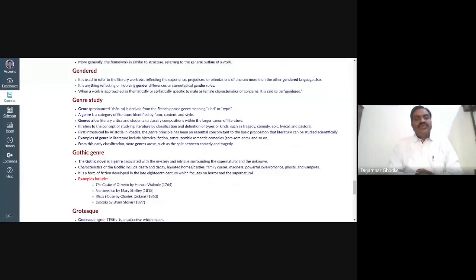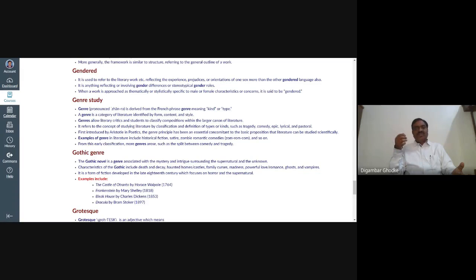The first term that we are going to understand, which begins with G, is gendered. We are familiar with the word gender. Gender refers to the difference between male and female. So the term gendered is used to refer to a literary work or other works, you can say painting or anything, whatever, reflecting the experiences, prejudices, or orientations of one sex more than the other.